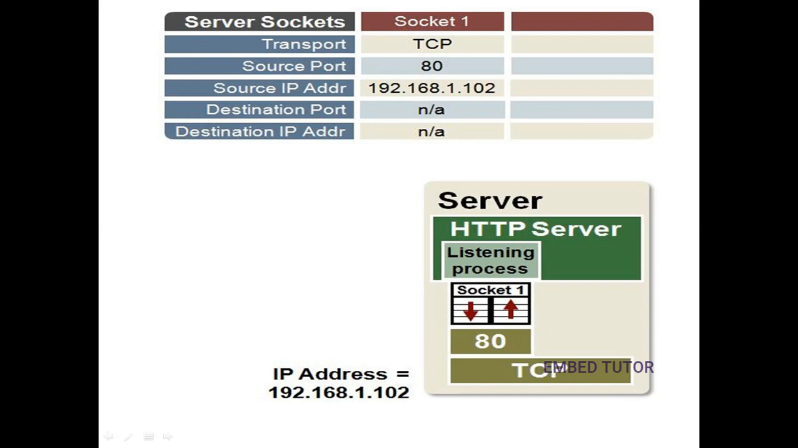So this is the listening socket. The transport layer is TCP, source port is 80, source IP address is 192.168.1.102, which is nothing but the IP address of the server. So this is the listening server and it is in the listening and open mode.